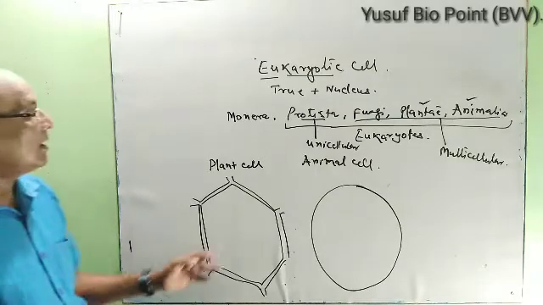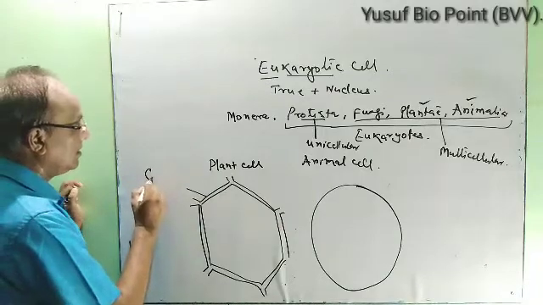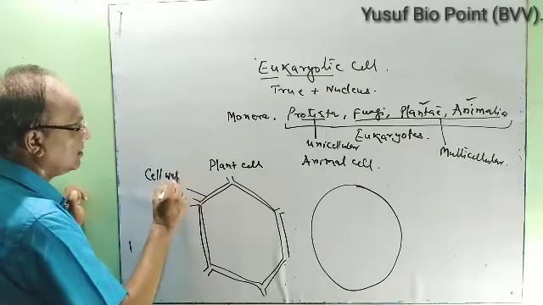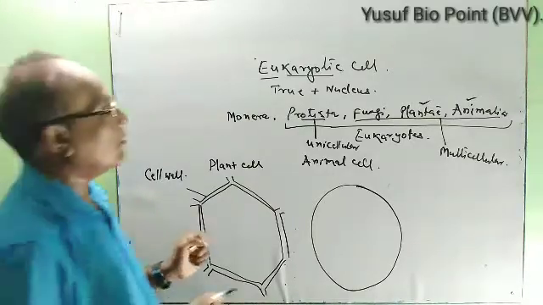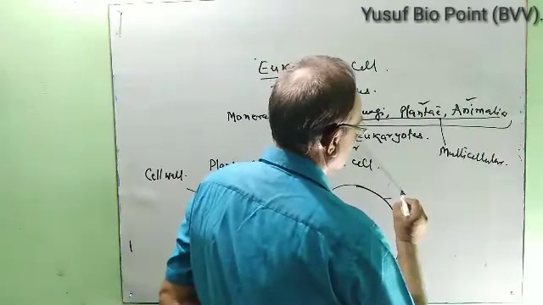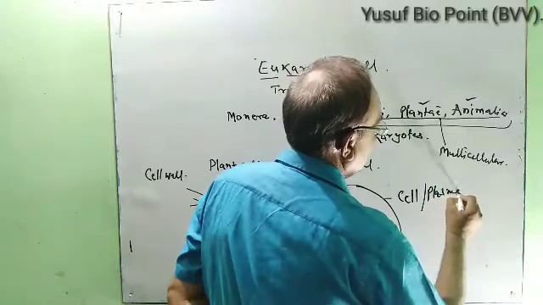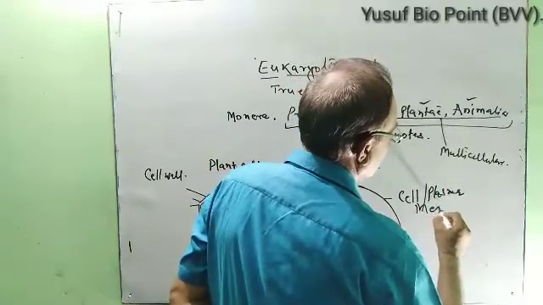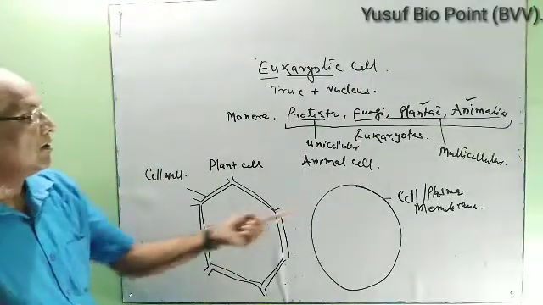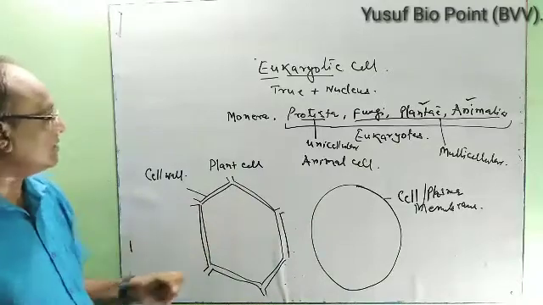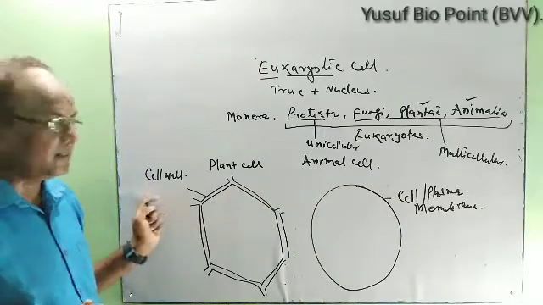Understand? The outer limiting of the plant cell is the cell wall, while the outer limiting of the animal cell is the cell membrane or plasma membrane. This is the outer limiting of the animal cell, and this is the outer limiting of the plant cell. It is living in nature and it is non-living in nature.